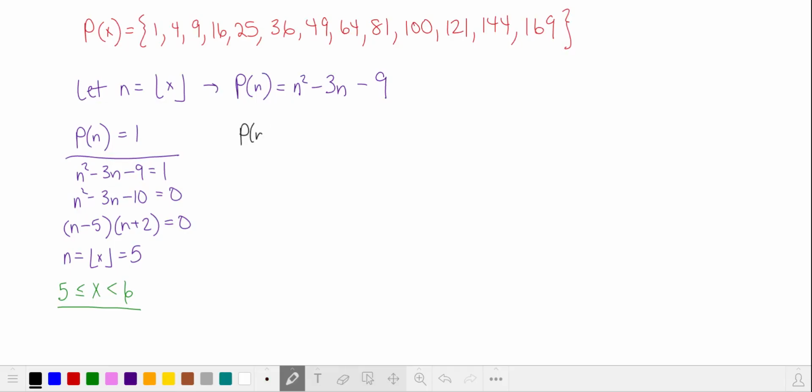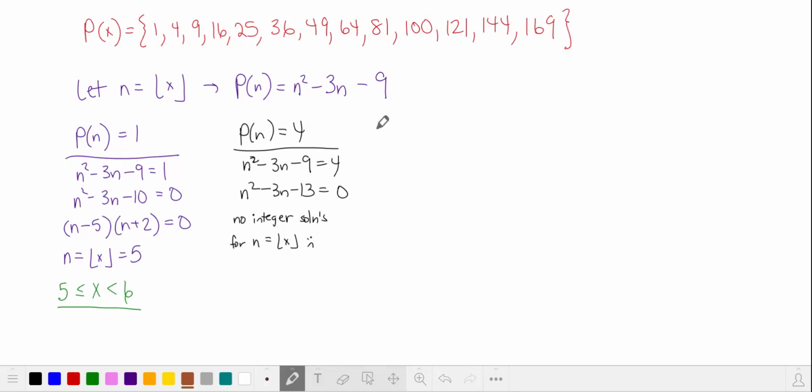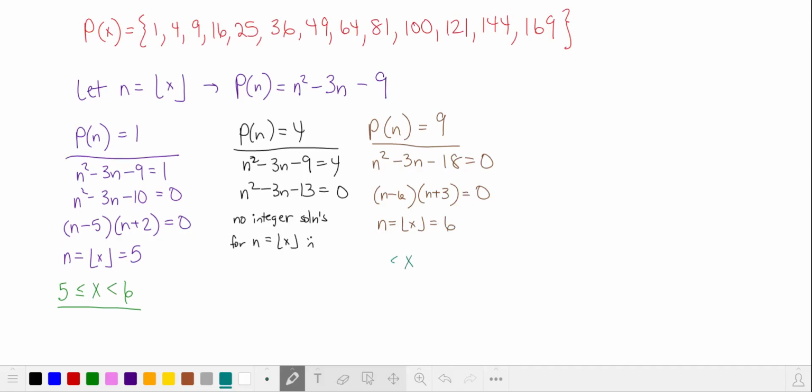We'll set p of n equal to 4 and substitute, collect all the terms, but we see here there are no integer solutions for n, which is the floor of x. So we'll go on to the next perfect square, which is 9. We'll go ahead and subtract 9 to collect all the terms and factor. And here's our next integer solution for the floor of x, which is 6. This means that x is greater than or equal to 6 and less than 7.